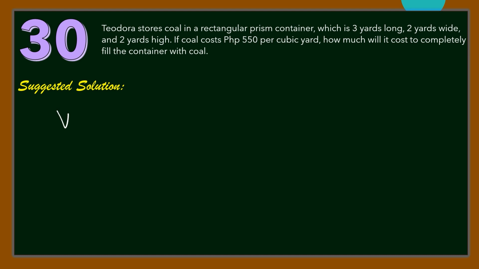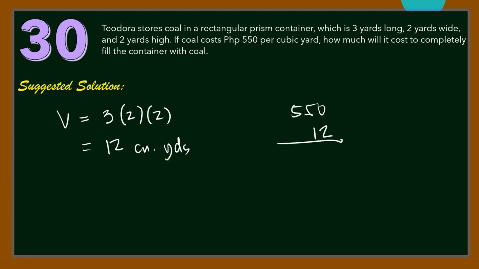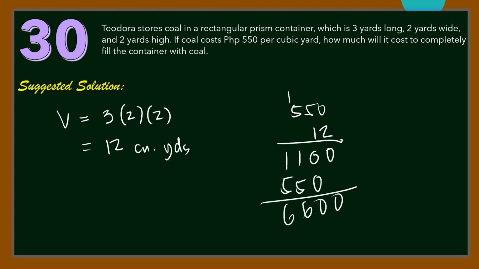and that will be equal to 3 yards times 2 yards times 2 yards. That is equal to 12 cubic yards. Since each cubic yard of the coal costs 550 pesos, then we're going to multiply 550 by 12. 0 times 2 is 0. 5 times 2 is 10. Then 5 times 2 is 10 plus 1, 11. 0 times 1 is 0. 5 times 1, 5 times 1. Then let us add. That will be 6,600 pesos to completely fill the container with coal.